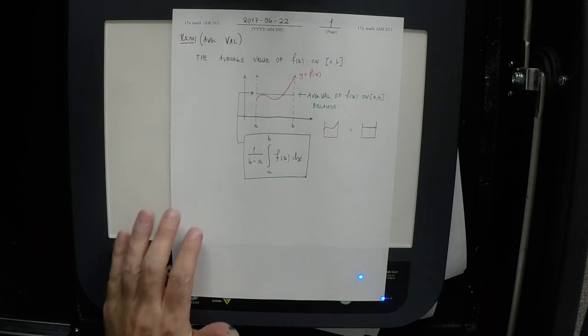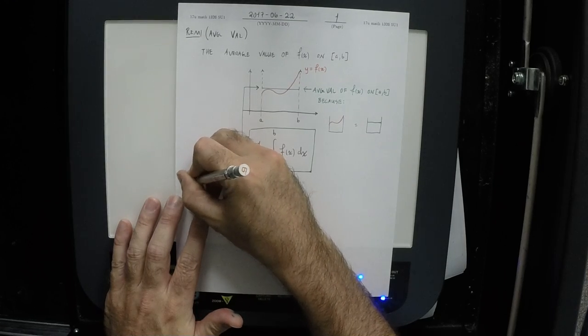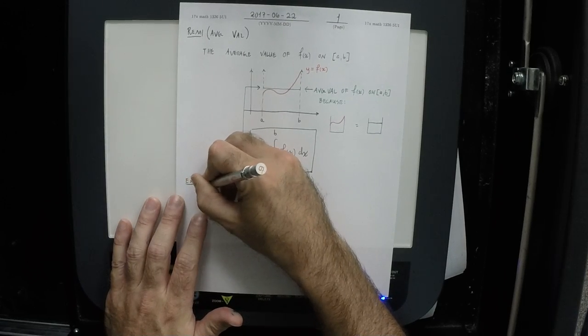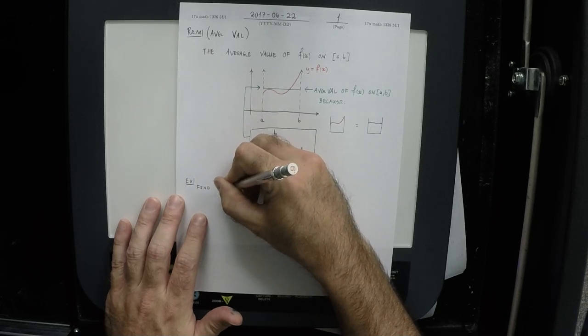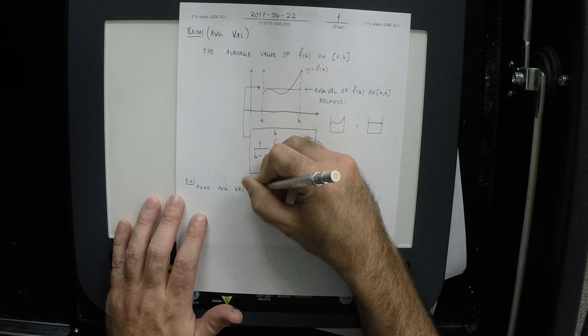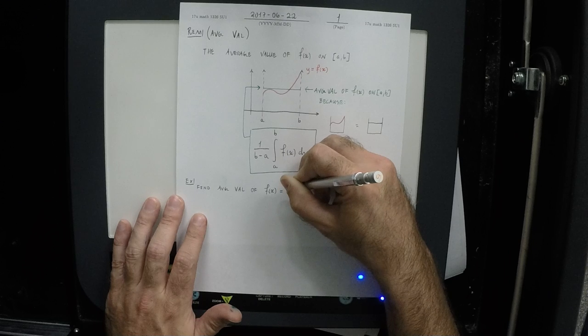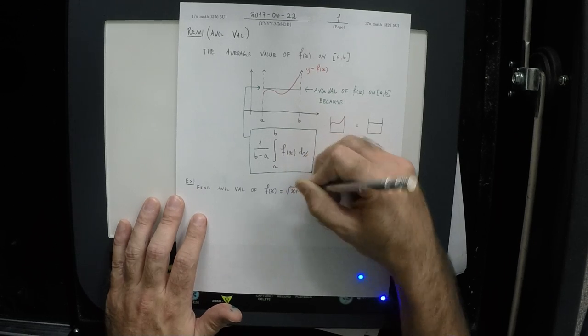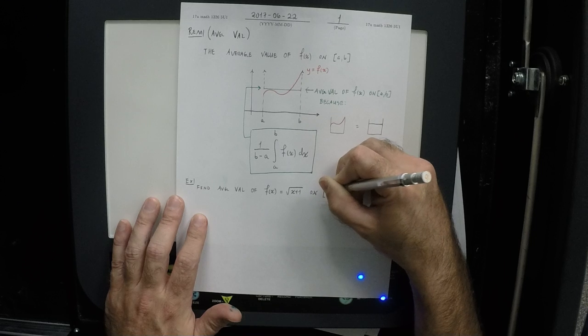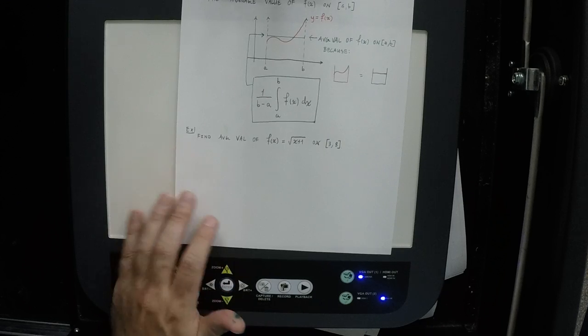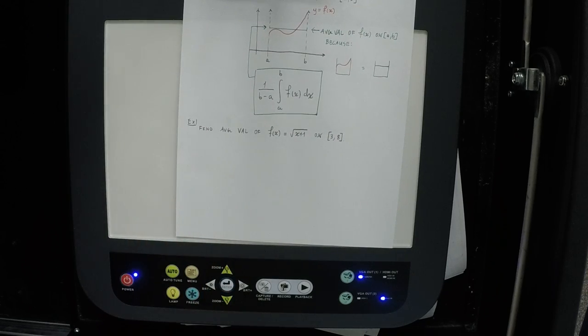Okay. Well, for example, find the average value of f of x is the square root of x plus 1 on the interval 3 to 8. So this is a direct application of that formula above.